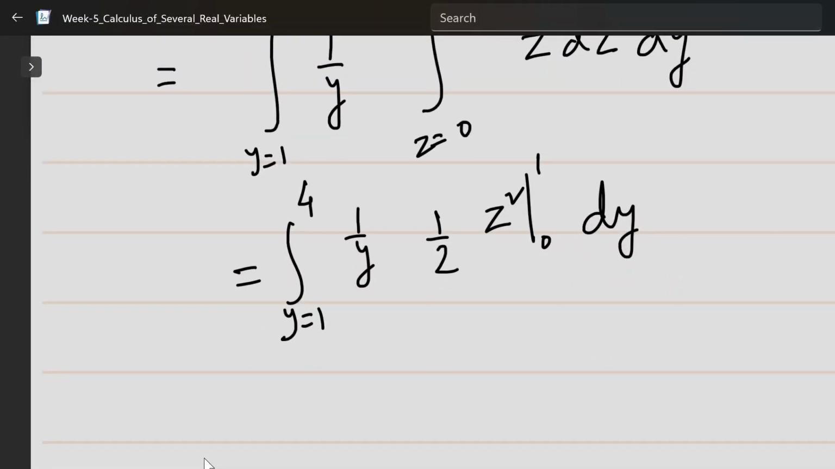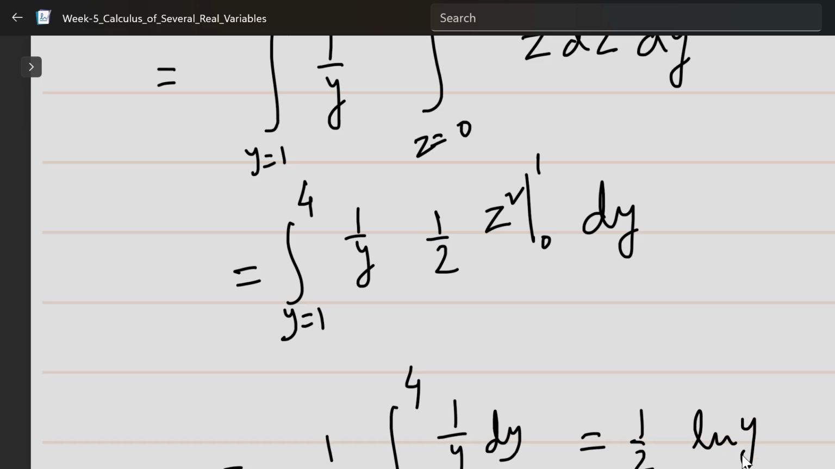So this is half. So half integral y equal to 1 to 4, 1 by y dy. That means half, the integral of 1 by y is ln y. So it is half, ln 4 minus ln 1, which is 0. So 4 means 2 square, so 2 will come in front. So it is ln 2. That is the answer.